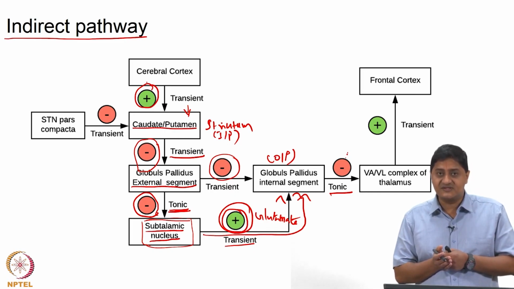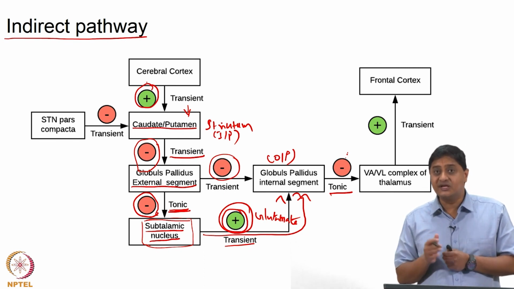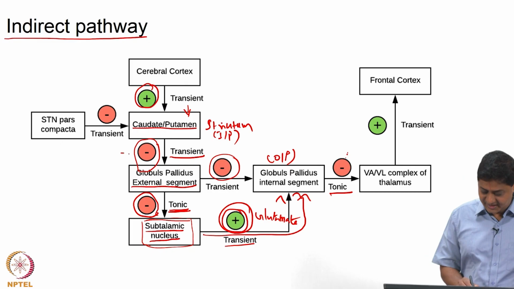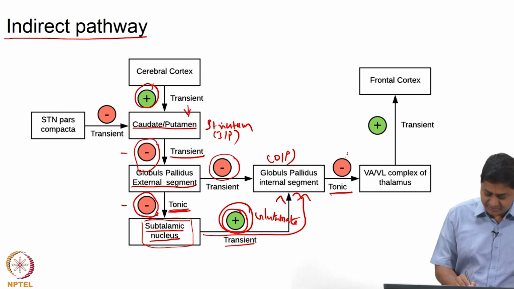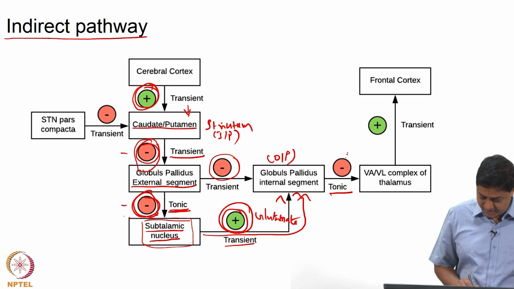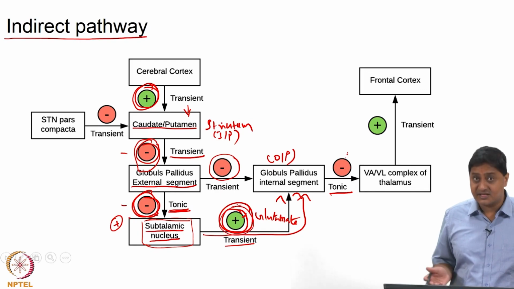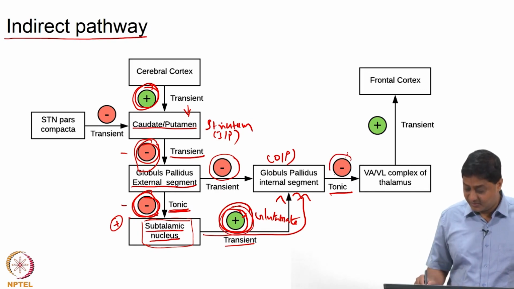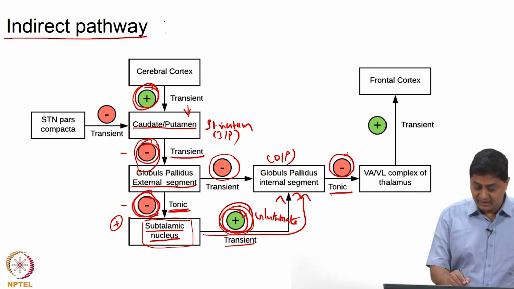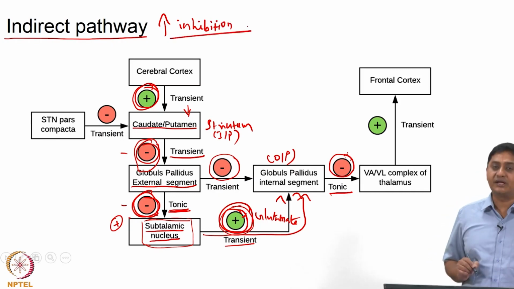The striatal neurons themselves are inhibiting the GPE neurons, and the GPE neurons themselves are tonically inhibiting the subthalamic nucleus neurons, right. So, essentially there are 2 minuses. There is 1 minus here and there is 1 minus here, that becomes plus. The output at that point is going to be plus, and that is multiplied by 1 more plus. So, that is an increased excitation level, and that is multiplied by a minus. Essentially, increased inhibition is the output of the indirect pathway, right.